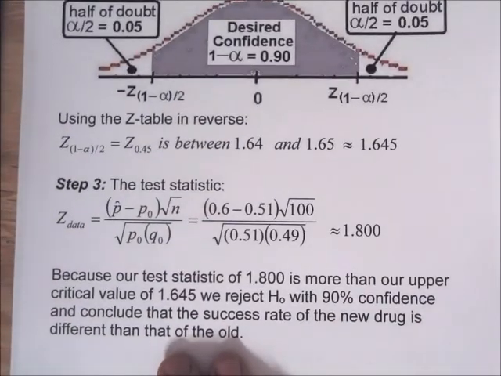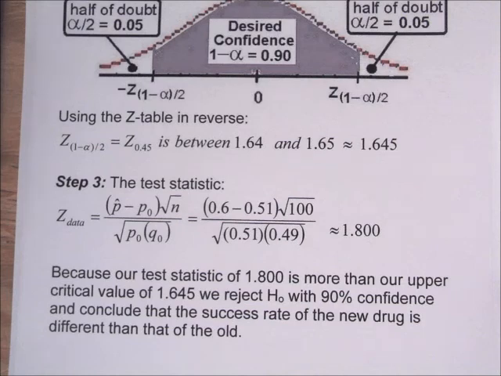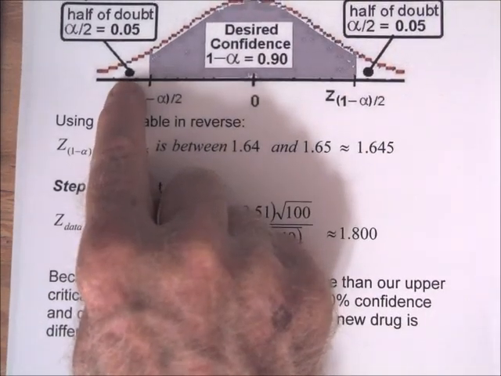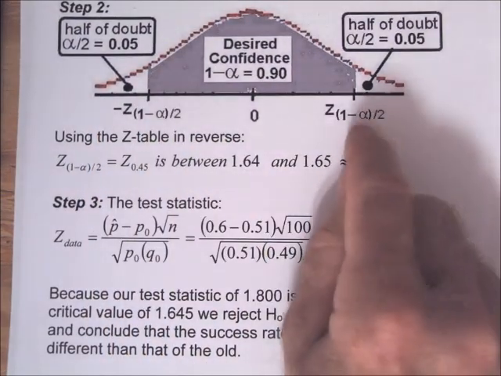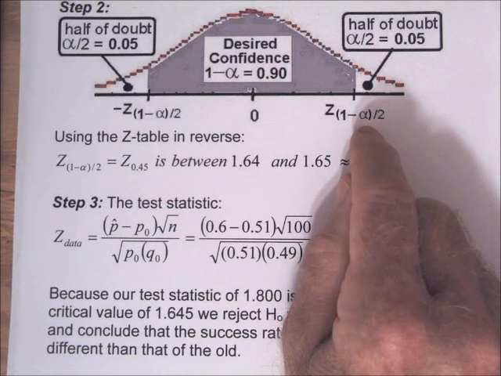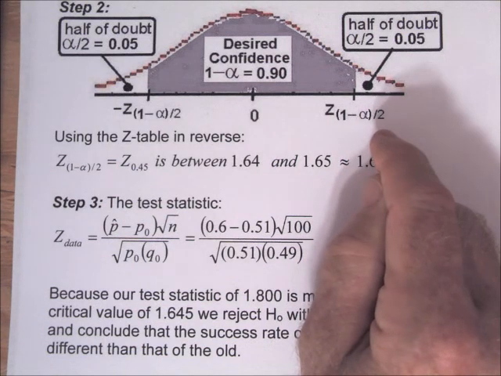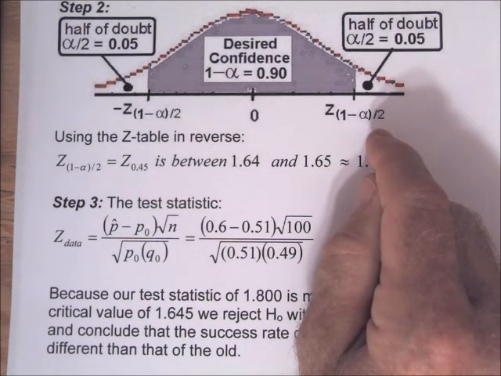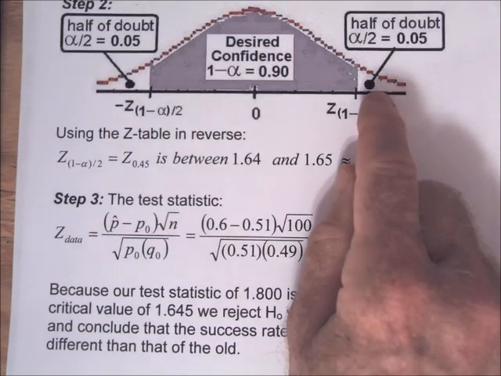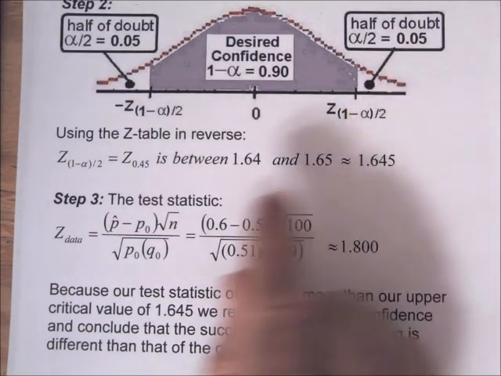Next up, we're going to use the z-table in reverse to get the critical values. This is a two-sided test, so half of our doubt is going to be on each side, and our level of doubt is 0.1. We said alpha is 0.1. 0.1 divided by 2 is 0.05.